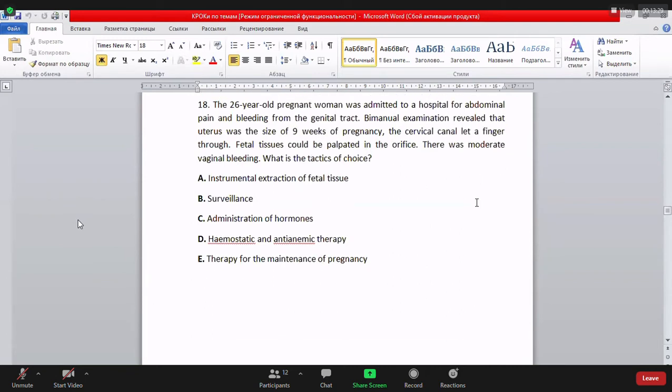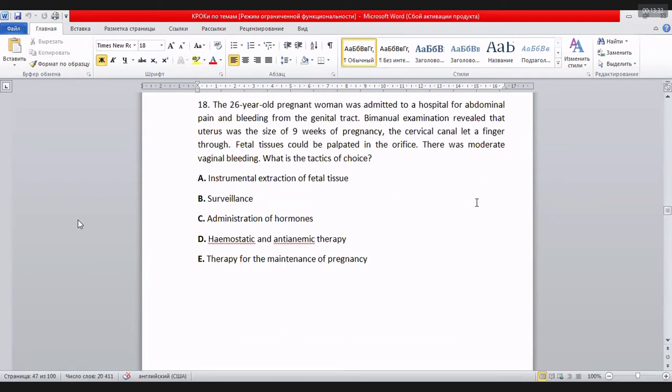The next: a 26-year-old pregnant woman was admitted to a hospital for abdominal pain and bleeding from the genital tract. Bimanual examination revealed that the uterus was the size of 9 weeks of pregnancy. The cervical canal let a finger through. Fetal tissues could be palpated in the orifice. There was moderate vaginal bleeding. What is the tactic of choice?